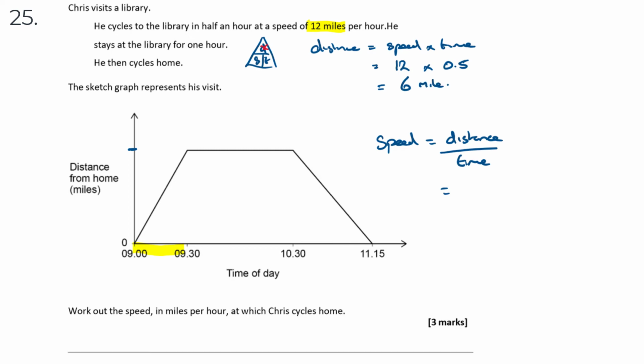Okay, so now we know that's 6, so we can move on to the second calculation to work out his speed on the way home. We know that he's travelling 6 miles. How long did it take him on the way home? You can see on the way home he set off at 10:30 and came home at 11:15, which is what, 45 minutes, which as a fraction of an hour is 3/4 of an hour.